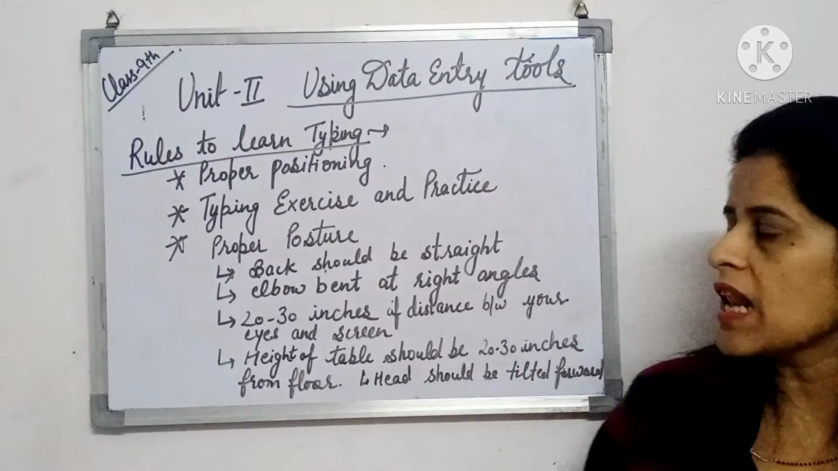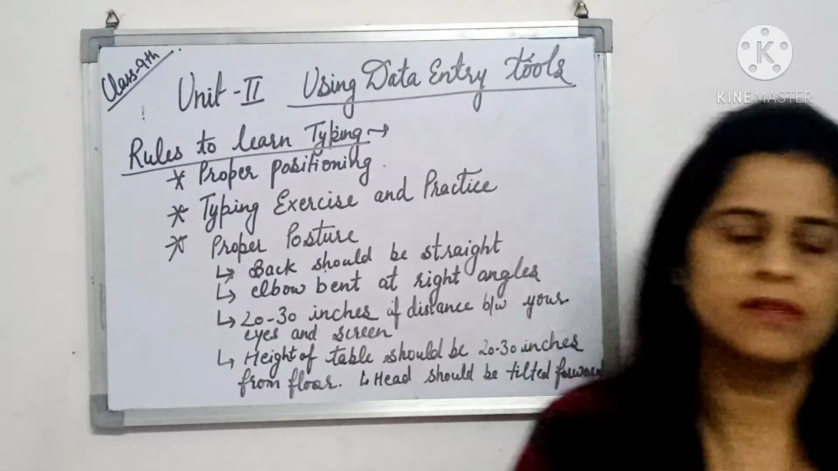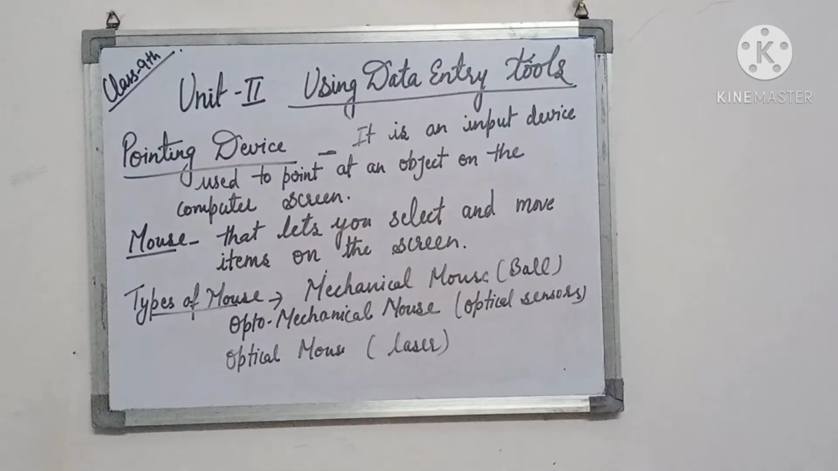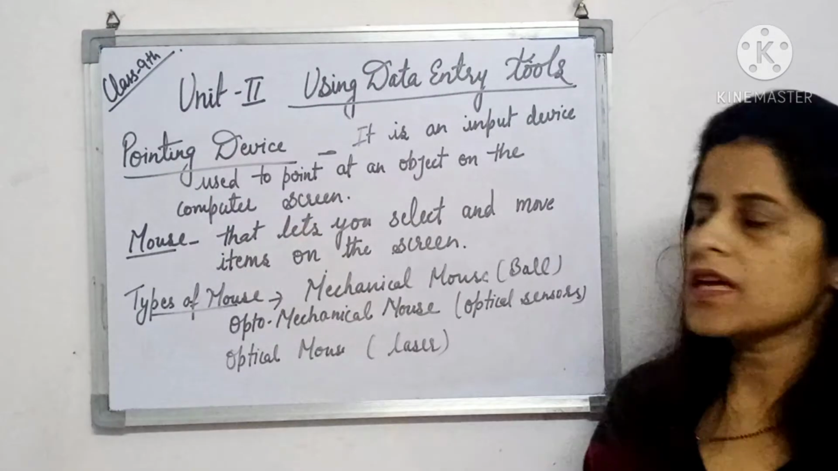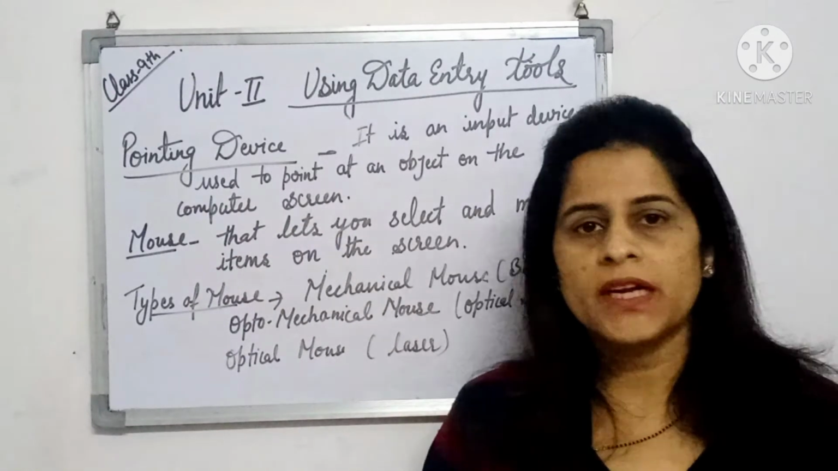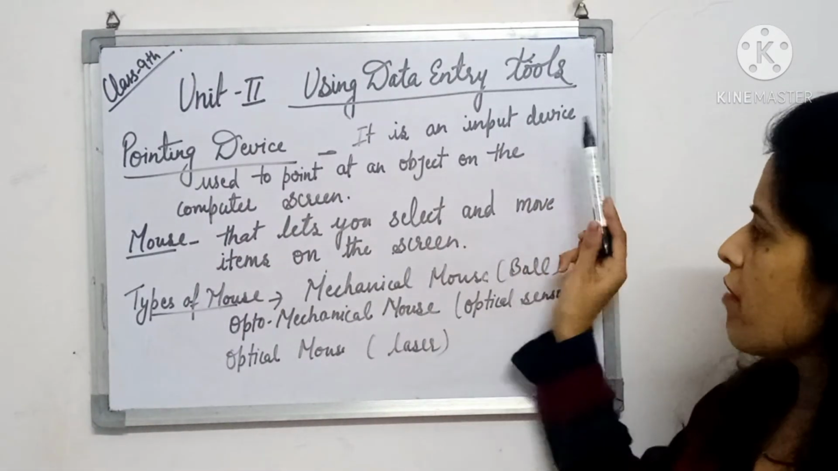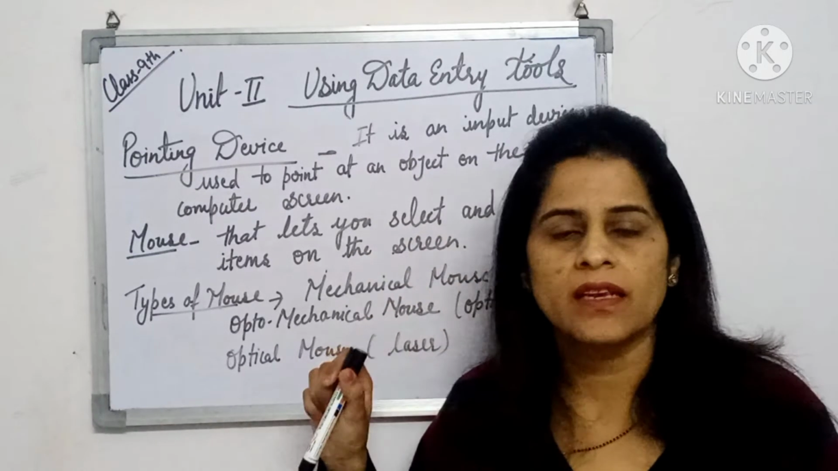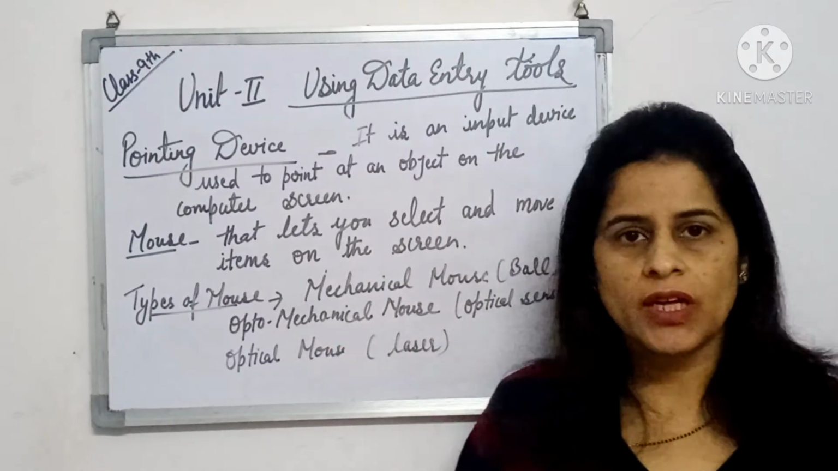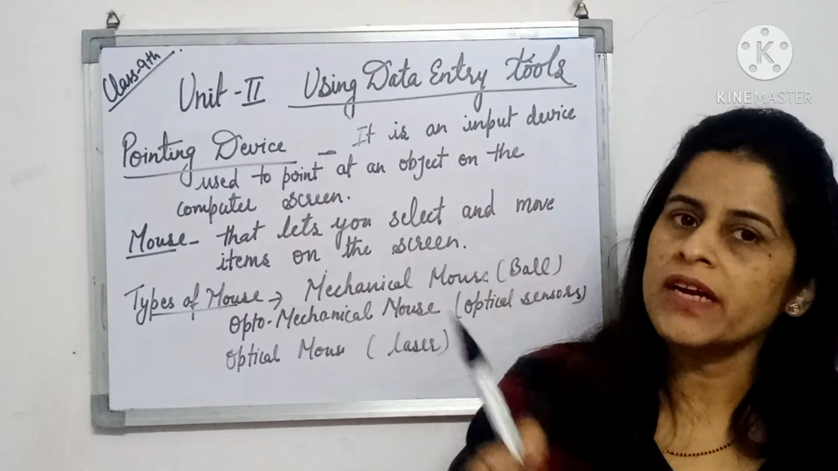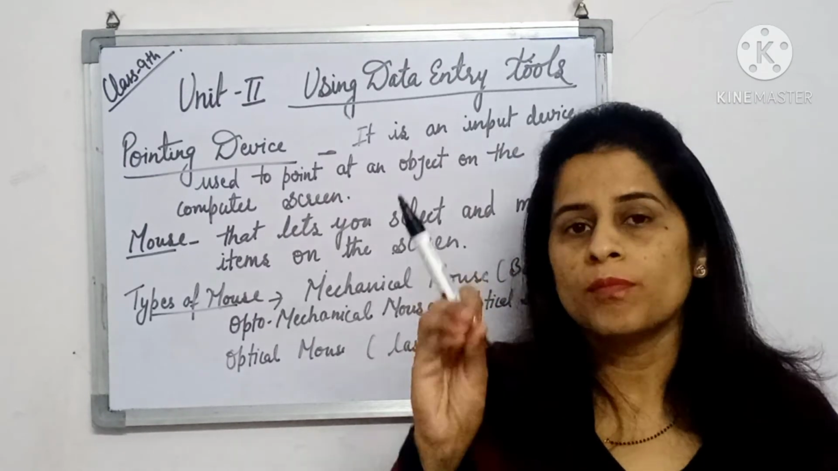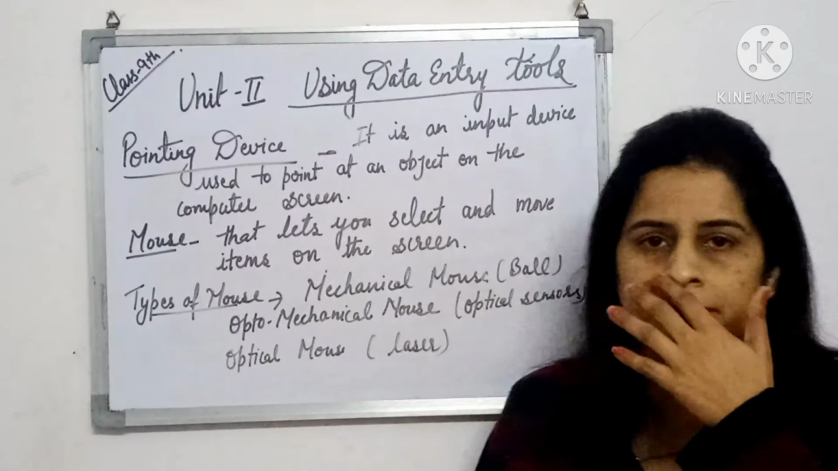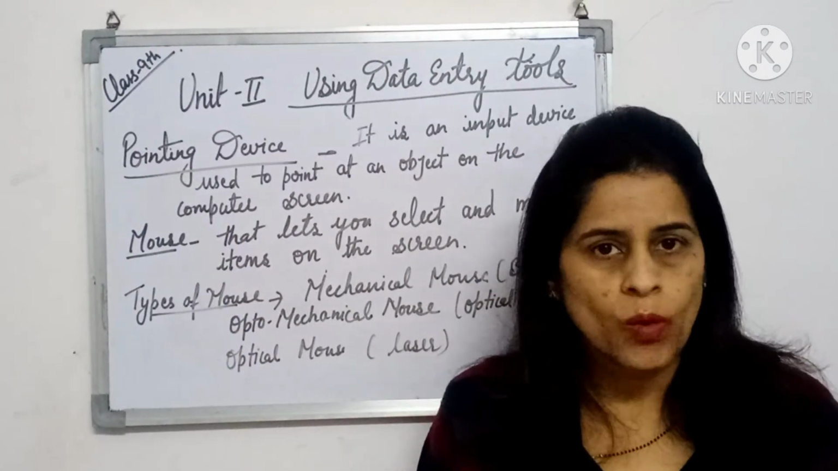Our next and the last topic of this chapter is our pointing device. What are the pointing devices? It is an input device used to point at an object on the computer screen. When there are various icons on the computer screen and you want to point one object, you want to move and select an object, that you can do with the pointing device. So according to you, what is the pointing device?